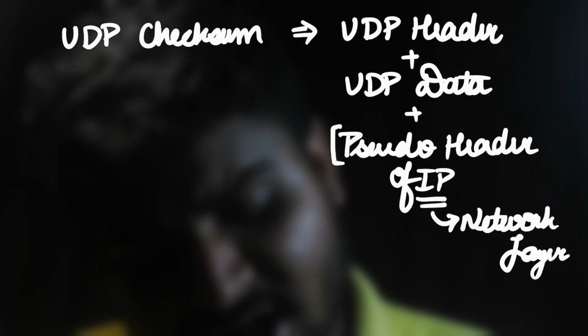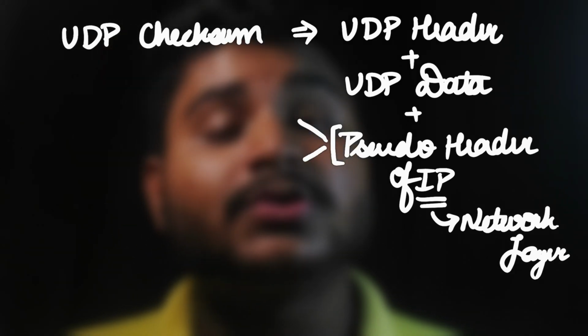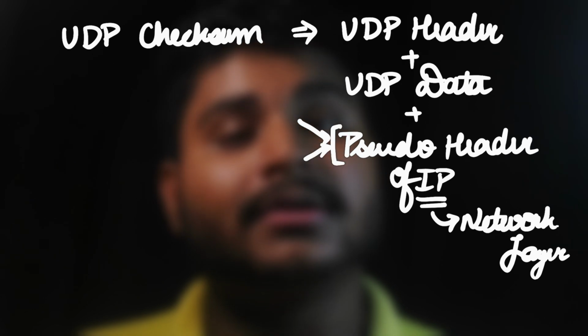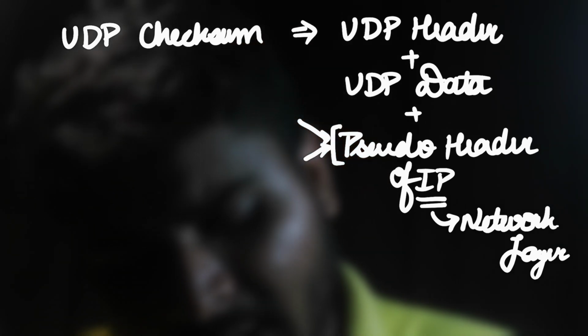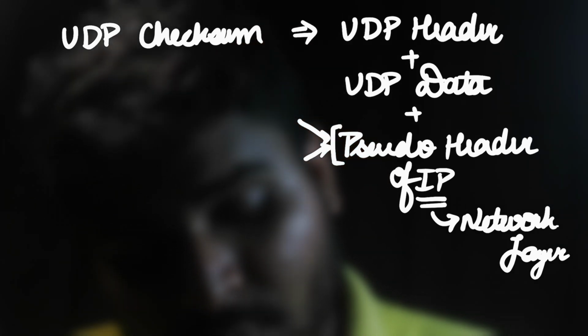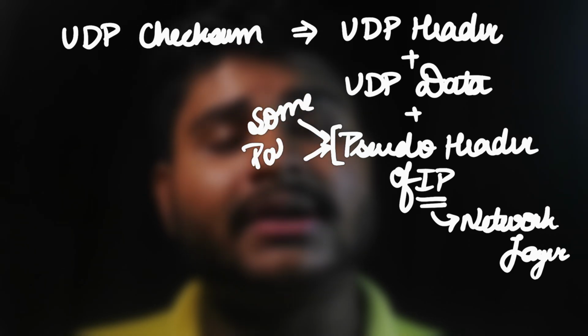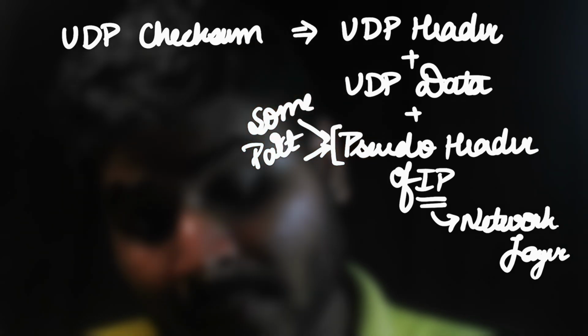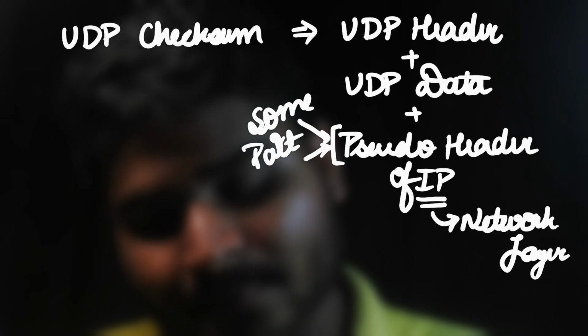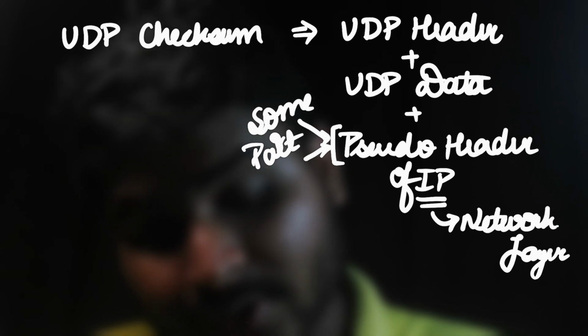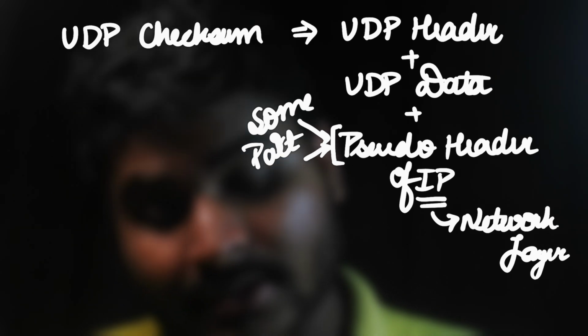Now let us understand what this pseudo means. Pseudo actually means some part. So some part of the IP protocol we are actually using to calculate the checksum. We don't really need to understand which part we are using right now, because we are going to discuss this in the network layer protocol.